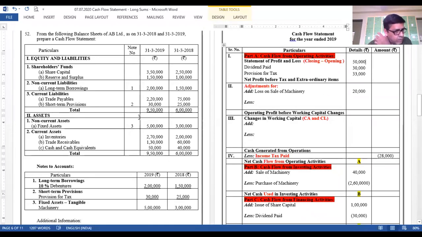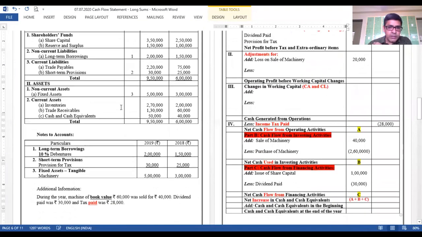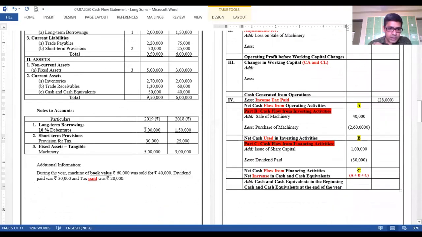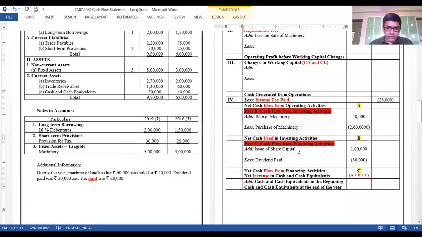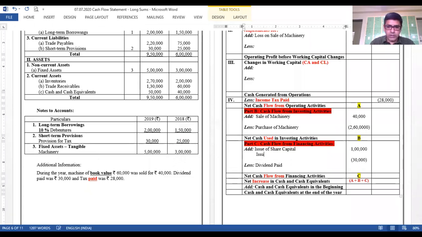After that, long-term borrowings, note number 1. Let us check that. It is again debentures, 1,50,000 to 2 lakh. Debentures has increased. That means it shows the issue of debentures. So let us put it over there in the financing activity: issue of debentures. Amount is 50,000.